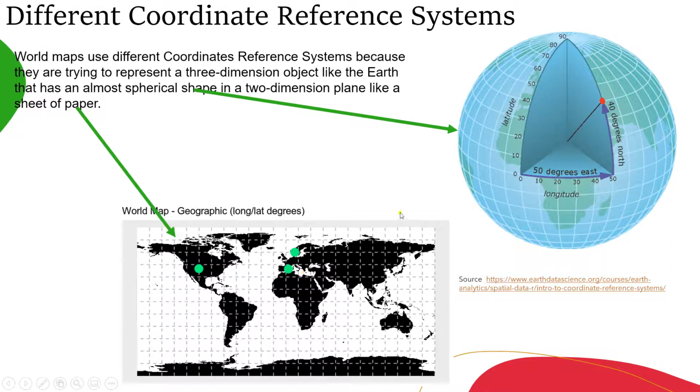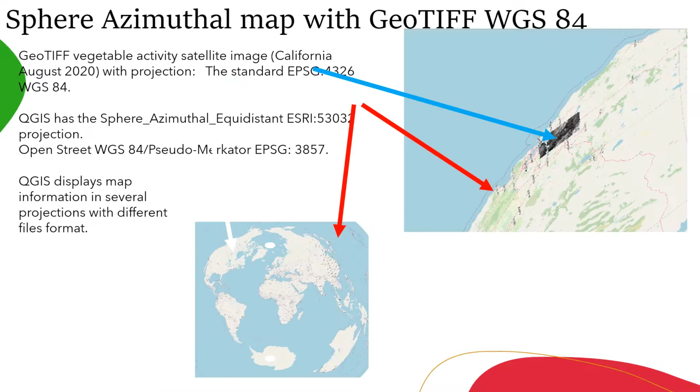So to get the best resolution, we have to use azimuthal coordinate systems, like we are going to learn in the course. For example, this is the azimuthal map with GeoTIFF, where we have the vegetation activity layer over California, using the azimuthal coordinate reference system, okay?